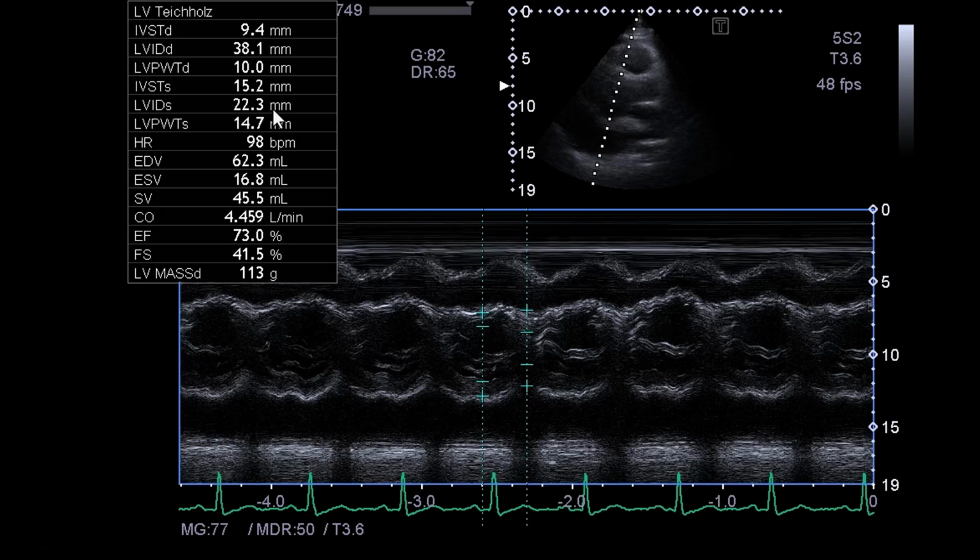I would even consider the variance to be fairly normal. This suggests that the left ventricle is not yet severely compromised hemodynamically.